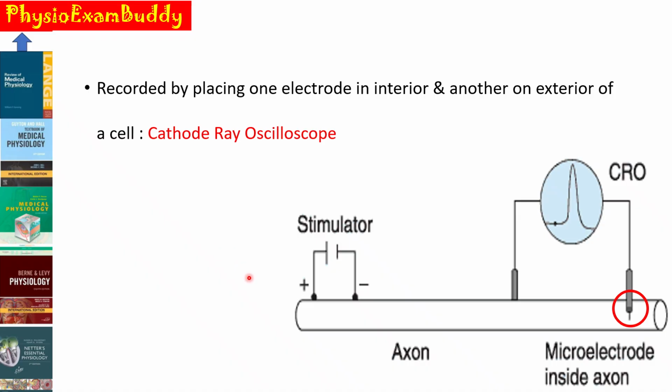Regarding the recording of resting membrane potential, it is recorded with the help of a cathode ray oscilloscope. For the measurement, you keep one electrode in the interior of an axon and another electrode on the exterior surface of the cell, and the potential difference between the interior and the exterior electrode is measured. That will give you the resting membrane potential.